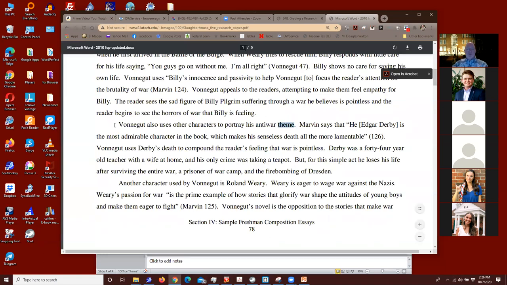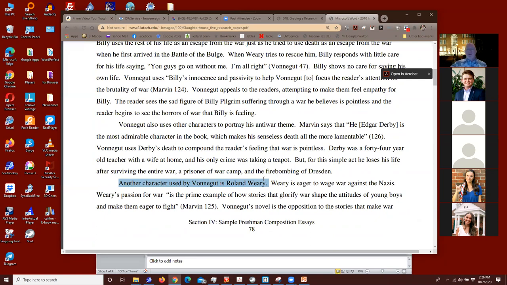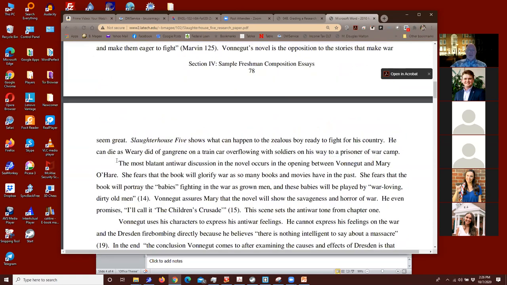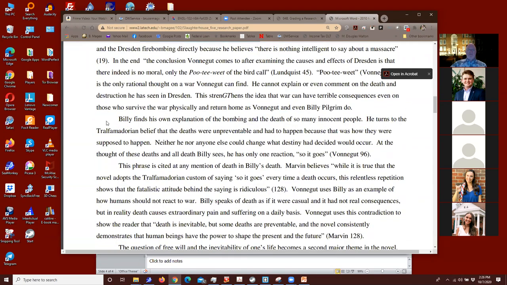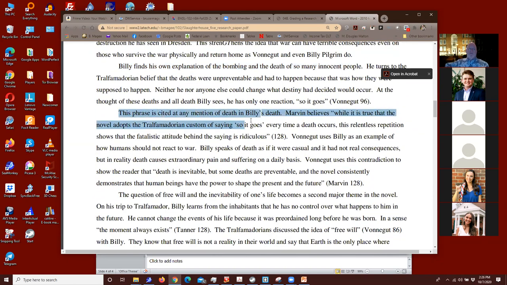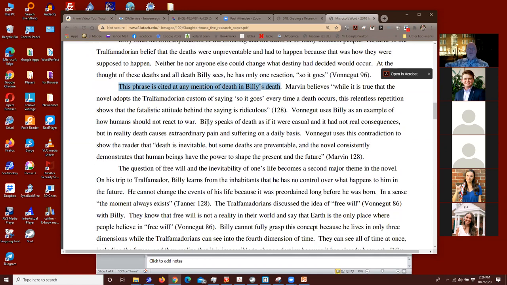"He uses other characters to portray his anti-war theme." Another character. And he's leaving out, it took me a while to figure this out, so don't make me figure stuff out, but another character used to portray the anti-war theme is Roland Weary. So it's not just another character in general. "The most blatant anti-war discussion, Vonnegut and Mary O'Hare." "He uses his characters." So he's saying the same thing a lot, right? "Finds his own explanation by the bombing, of the bombing and death of so many people." "The phrase, and so it goes, cited at any mention of death."